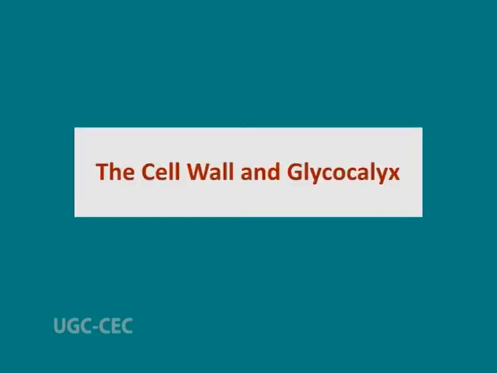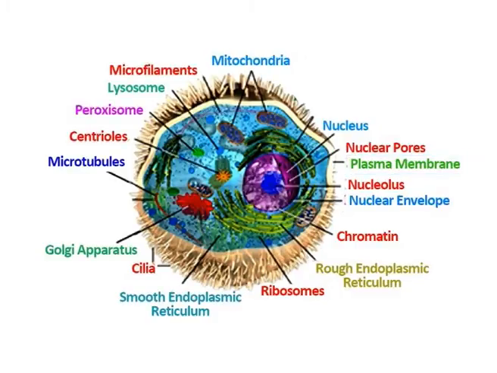The next is the cell wall and glycocalyx. Cells of fungi, algae and plants and some protists have a cell wall, whereas cells of animals and some protozoans have a sticky extracellular matrix or glycocalyx. The cell walls of plants, many algae and some fungi are made up of cellulose, while most fungal cell walls contain chitin.